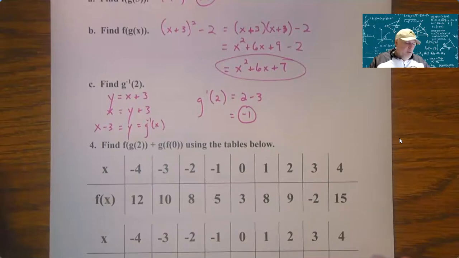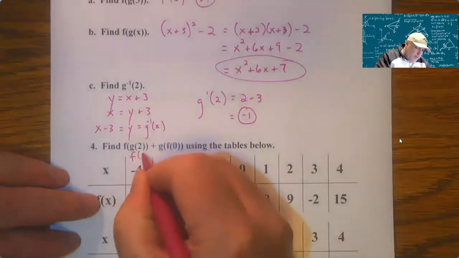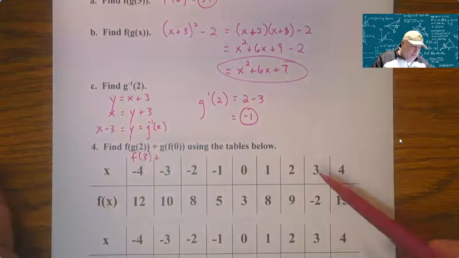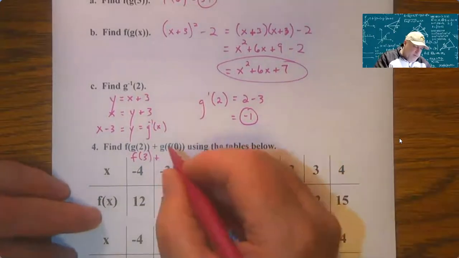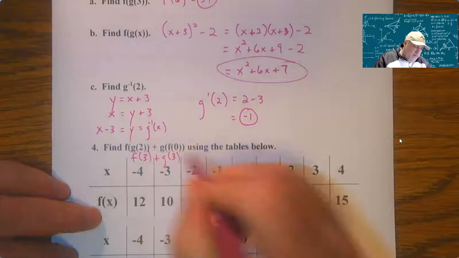F of g of 2 plus g of f of 0. So you want to do g of 2 first. You're going to go to 2 on the g function. That's 3. So you're just going to replace with 3 in there. And then f of 0. So go to 0 on the f function. That is 3. So you're going to replace with 3 inside that.